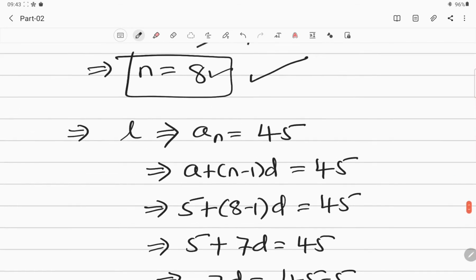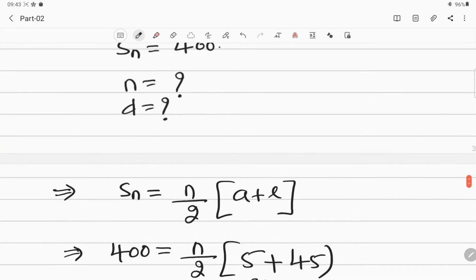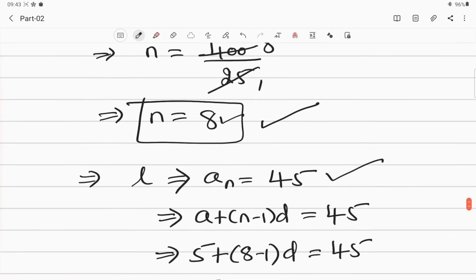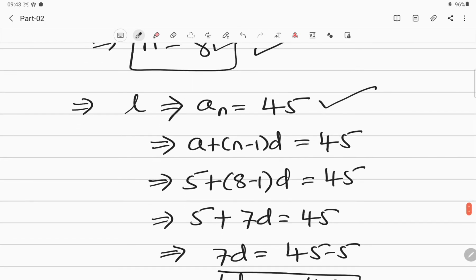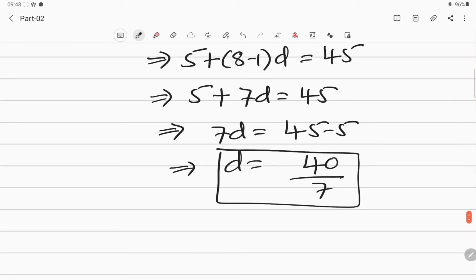Alright, let's have a look into this. Nth term is 45. I mean, the last term they have given here. Look at this, last term they have already mentioned. So I'm going to take that as an, and n we got, that is 8. 8 minus 1 is 7. So after doing all this, we are going to get the value of d as 40 divided by 7.